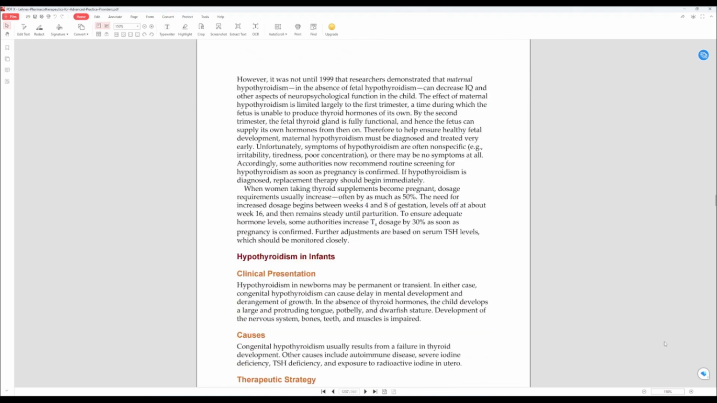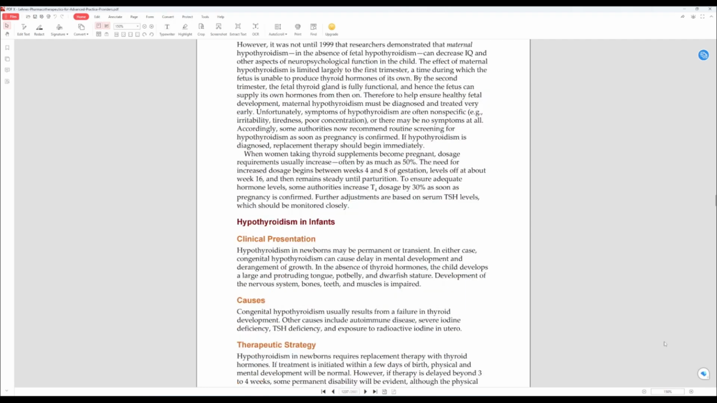The effect of maternal hypothyroidism is limited largely to the first trimester, a time during which the fetus is unable to produce thyroid hormone of its own. By the second trimester, the fetal thyroid gland is fully functional, and hence the fetus can develop. Maternal hypothyroidism must be diagnosed and treated very early.